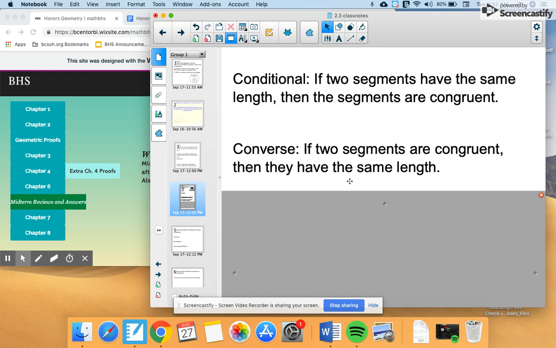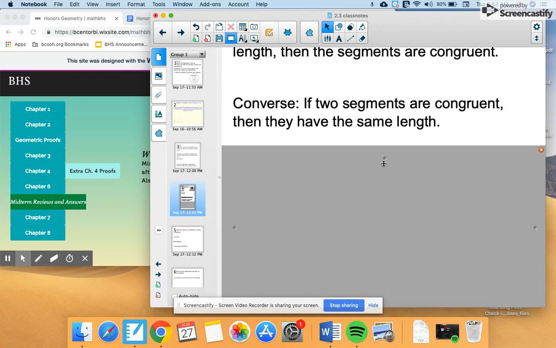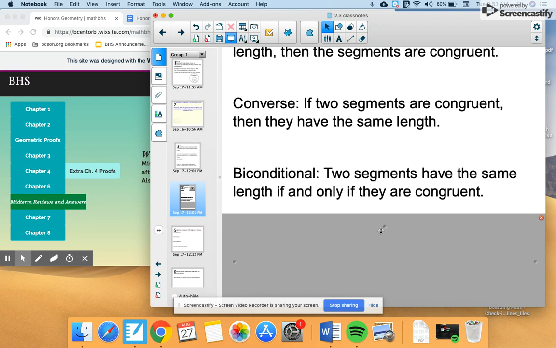So let's look at if those are true statements. So if 2 segments have the same length, then the segments are congruent. Is that a true statement? Yes. So if they have the same length, then they are congruent. And then if you look at the converse, if 2 segments are congruent, then they have the same length. That is also true. So our biconditional, remember, we're taking out the if, taking out the then, and we're putting in an if and only if. So I'm going to rewrite that as 2 segments have the same length if and only if they are congruent. And yes, that is a good definition because congruent means that they would have the same length.